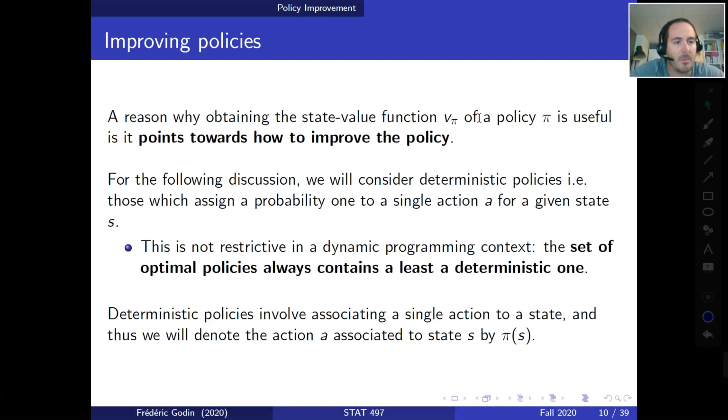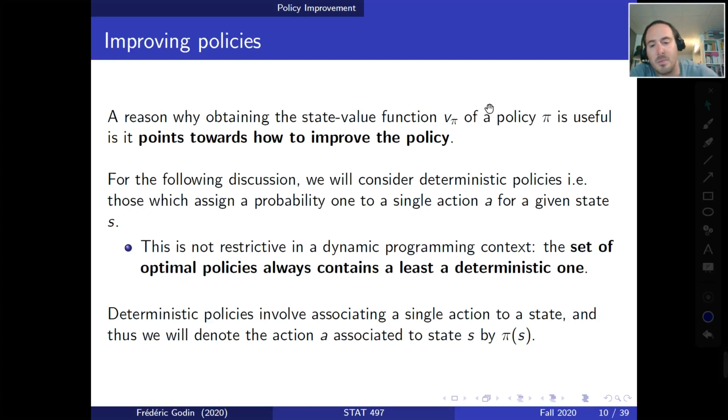Is this a problem? Well, no, because it can be shown that in the dynamic programming context, the set of optimal policies always contains at least one policy that is deterministic. We said sometimes there are many possible optimal policies, but we can show that there always exists at least one optimal policy which is deterministic. So we will stick with these deterministic policies for the sake of the discussion.